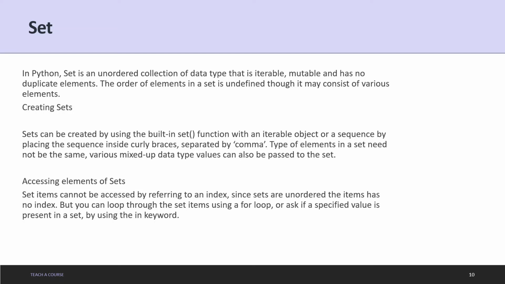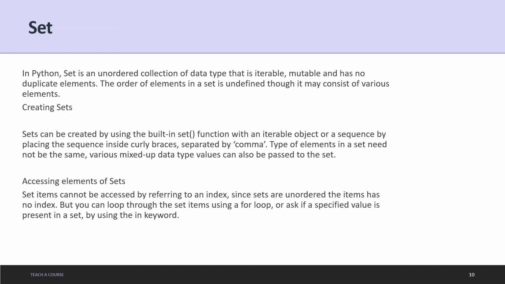So how to create a set? A set can be created by using the built-in set function with an iterable object or a sequence, by placing the sequence inside curly braces separated by comma. Types of elements in a set need not be the same. Various mixed up data type values can also be passed to a set. So in a set, the types need not be the same, they can be mixed up.